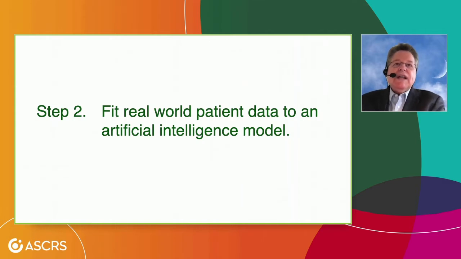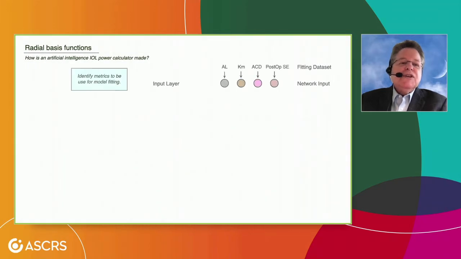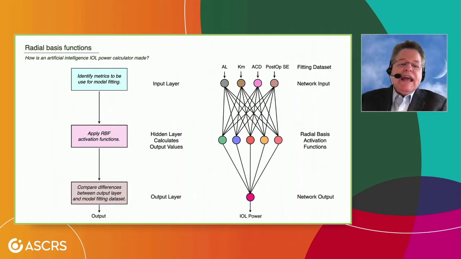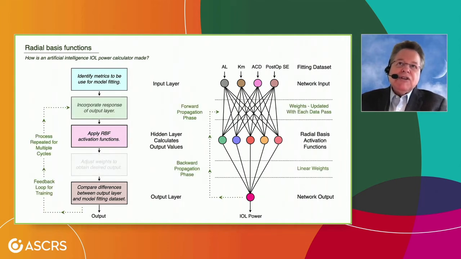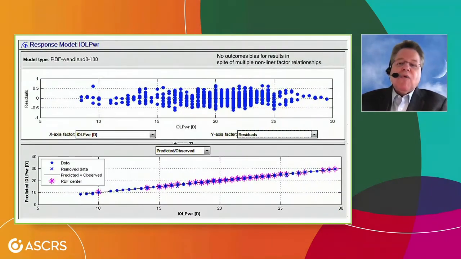Okay, so now we know that we need these items to make a calculator, and then how do we fit this data into an artificial intelligence model to come up with something that we can use? So here we have our data, our fitting data set. We've identified the metrics we need. We run this through our radial basis function activation functions, and then we compare the differences between what's called the output layer and the fitting model data set. And now we can do a backwards propagation exercise and keep running it through until we don't get any improvement. And that output can become the basis for a calculator.